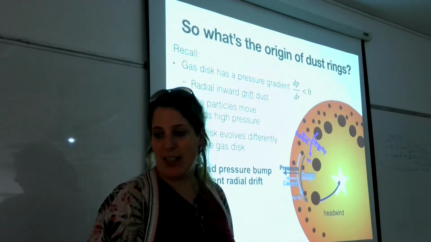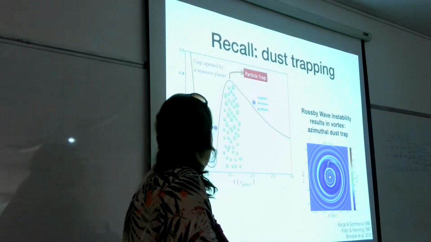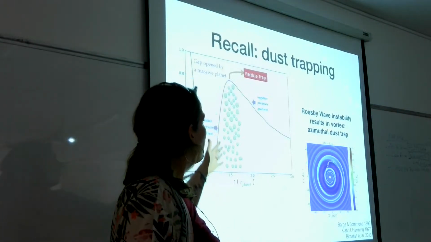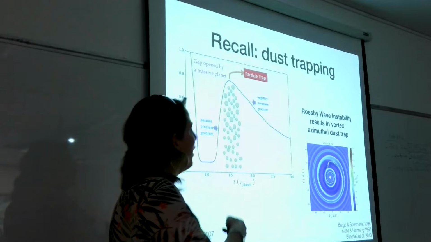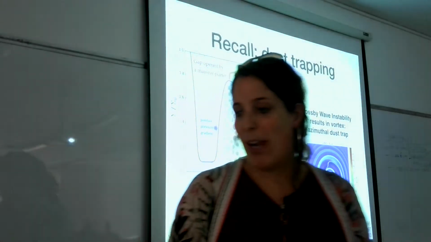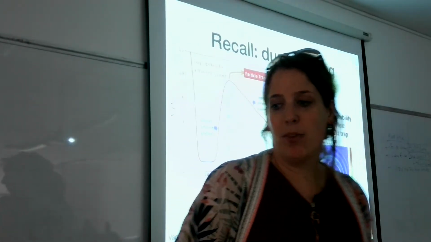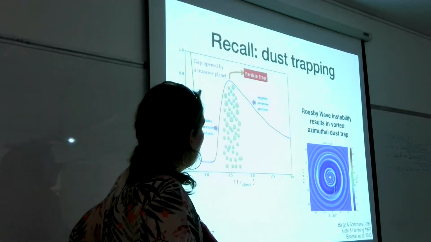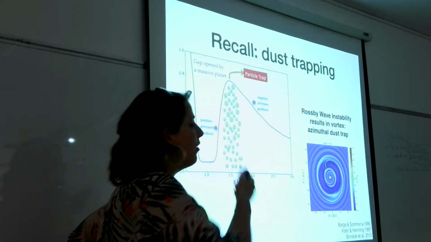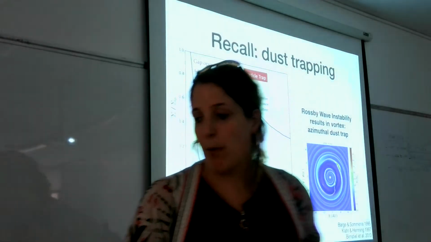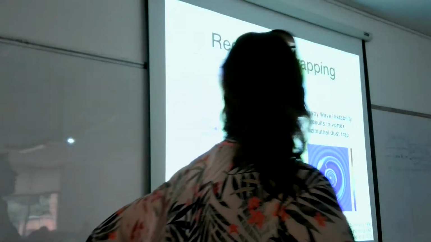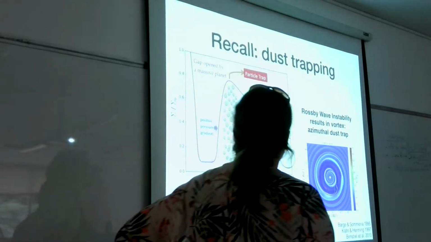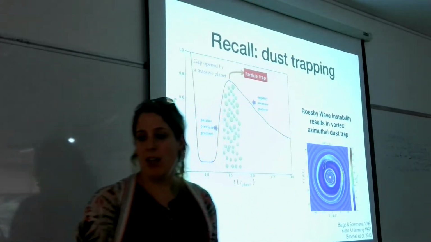And the way to generate them is either in the form of a radial pressure bump, for example, at the edge of a planet gap, or in the form of a vortex due to the Rossby wave instability of such a radial pressure bump, where the instability leads to these large-scale vortices that we also saw this morning.